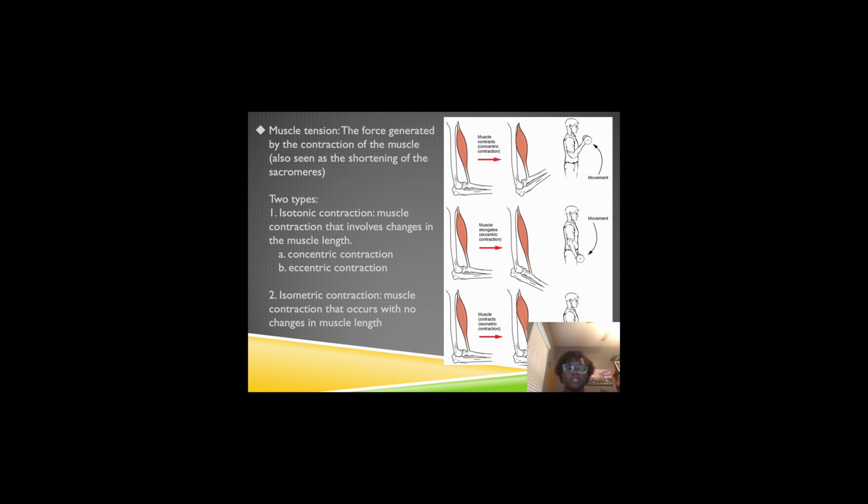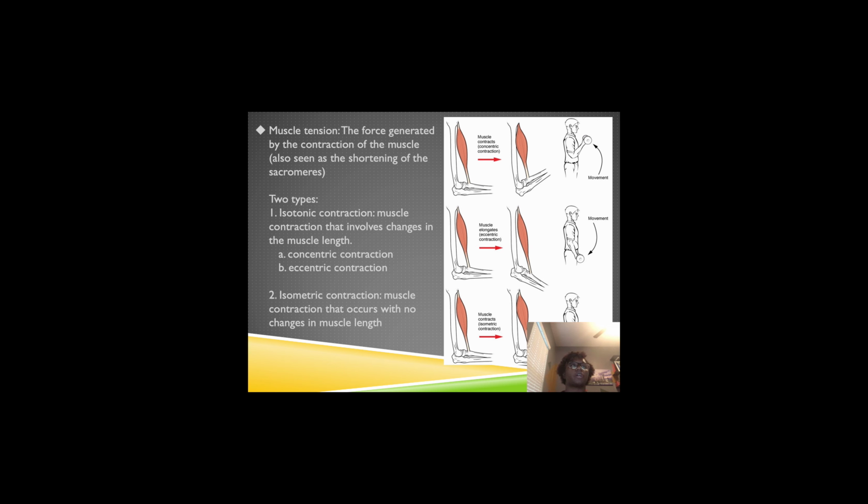When we talk about muscle tension, it is the force generated by the contraction of muscles, which also is seen as the shortening of the sarcomeres, which we talked about during the contraction and relaxation last section. So there are two types, isotonic and isometric. Isotonic is the muscle contraction that involves changes in the muscle length. Isometric is the opposite, in where it's the contraction that occurs with no change in the muscle length.